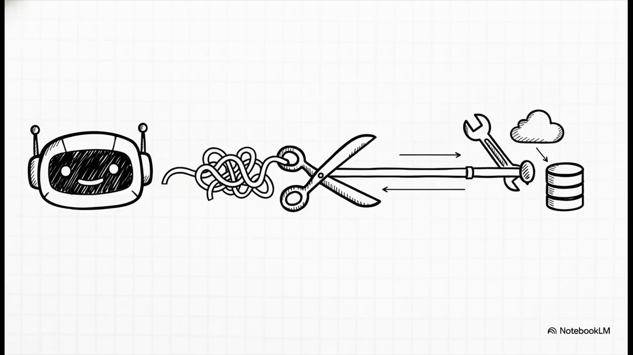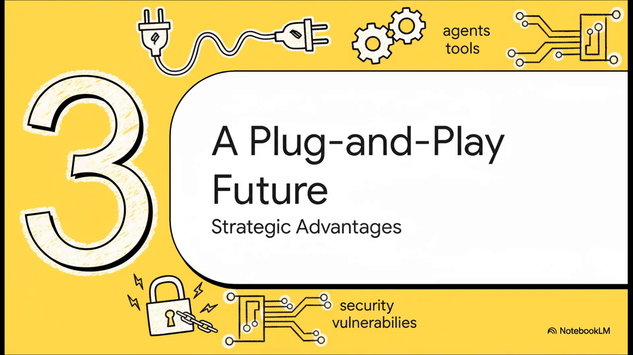And this right here, this is the magic of MCP. It completely decouples the AI agent from the tools themselves. The agent doesn't need to care about the messy, complicated details of how a tool works anymore. It just needs to know how to speak MCP. And once you decouple those two things, you open the door to a truly plug-and-play future for AI. And that has some absolutely massive advantages.